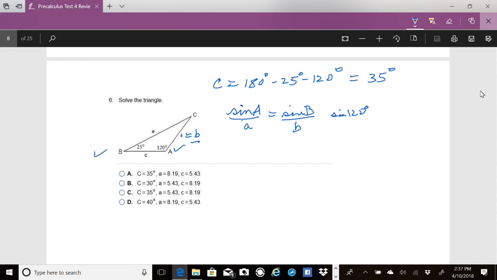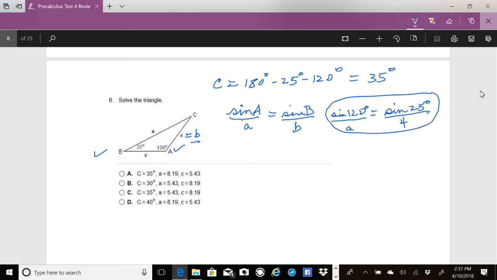Little a, we don't know, but we know B, angle B is 25 degrees. And we know that side B is 4 inches, or whatever the 4 is. So we have one unknown here.